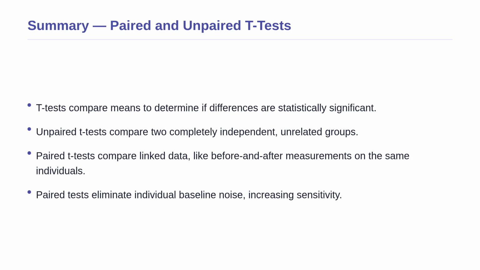Second, use the unpaired t-test when you are comparing 2 completely independent groups, like a treatment group and a separate control group. Finally, use the paired t-test when your data points are linked, such as measuring the exact same individuals before and after a treatment.